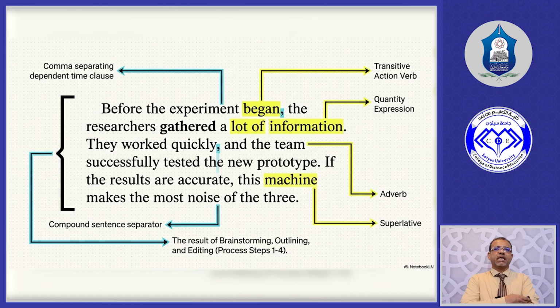Comma, separating independent time clauses. Before the experiment began, okay, you see here what happened? He put a comma. The research gathered a lot of information. Here we have a transitive action verb. Before the experiment began, what happened? A quantity expression: the research gives a lot of information. We use what? A quantity expression.